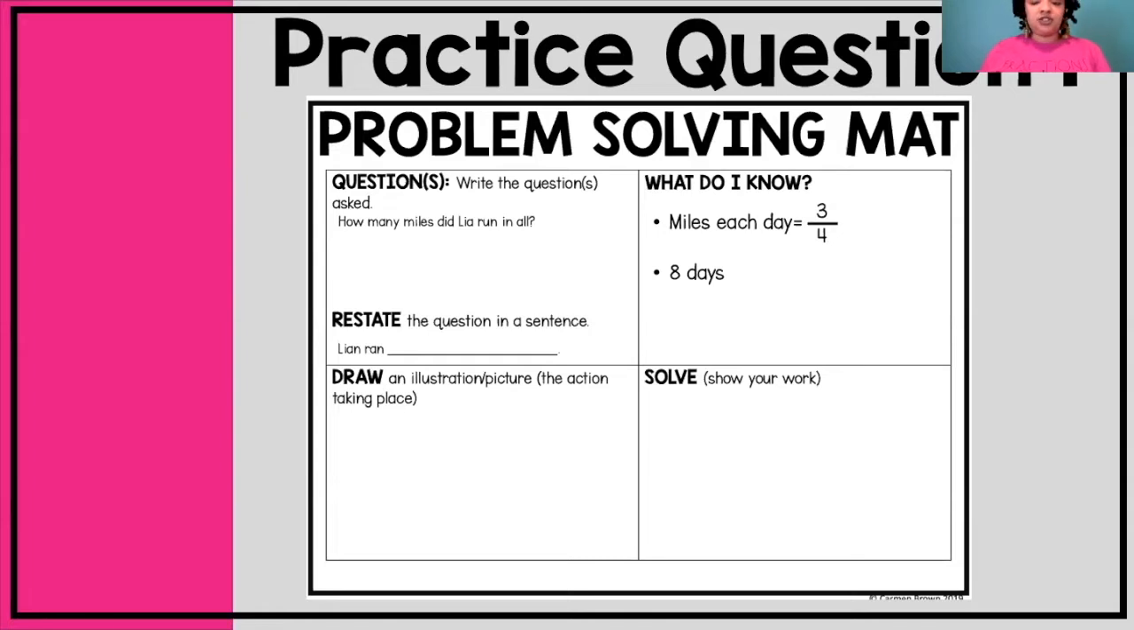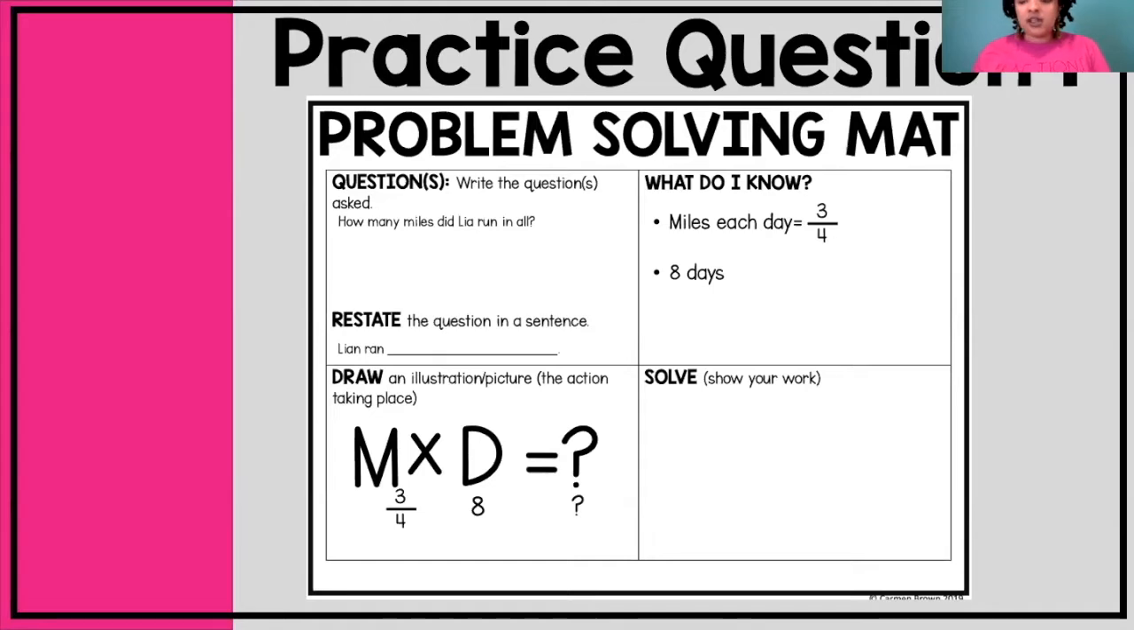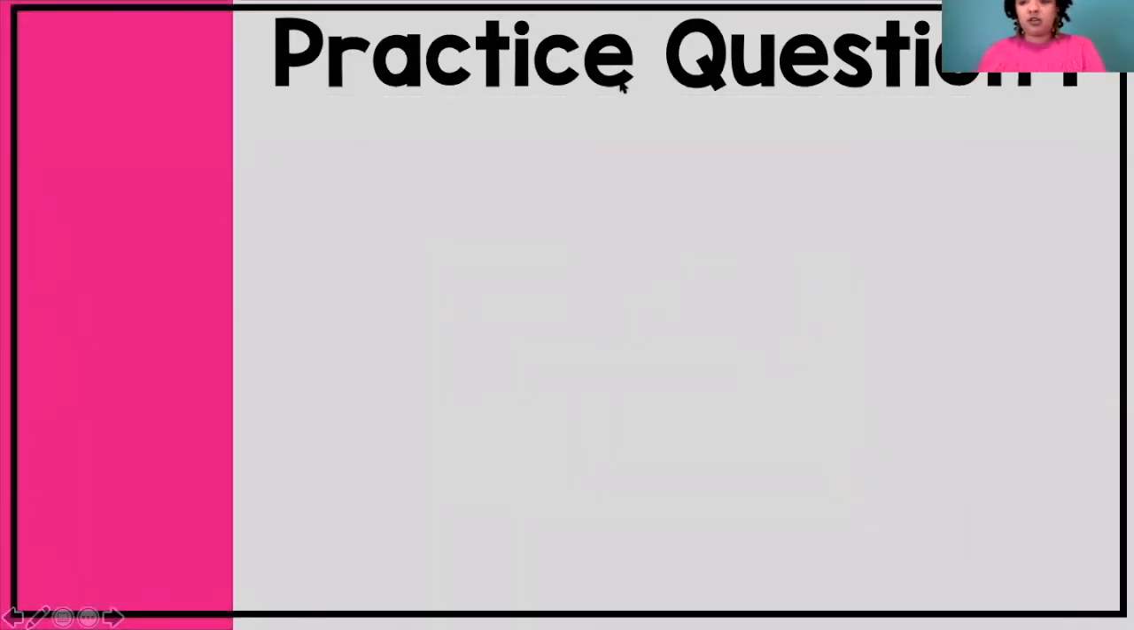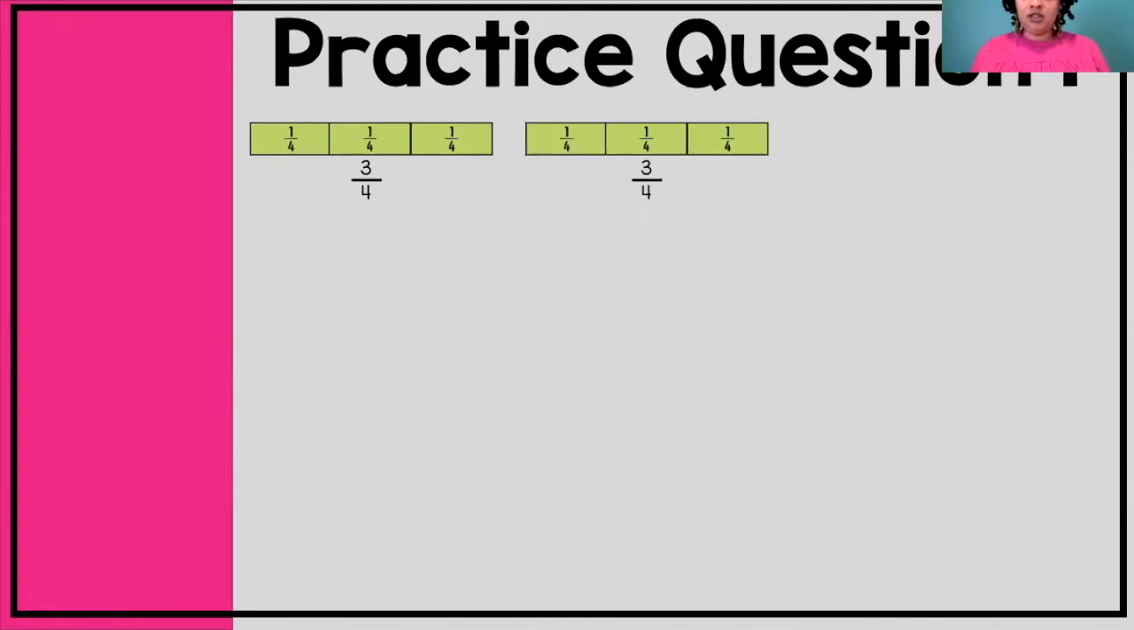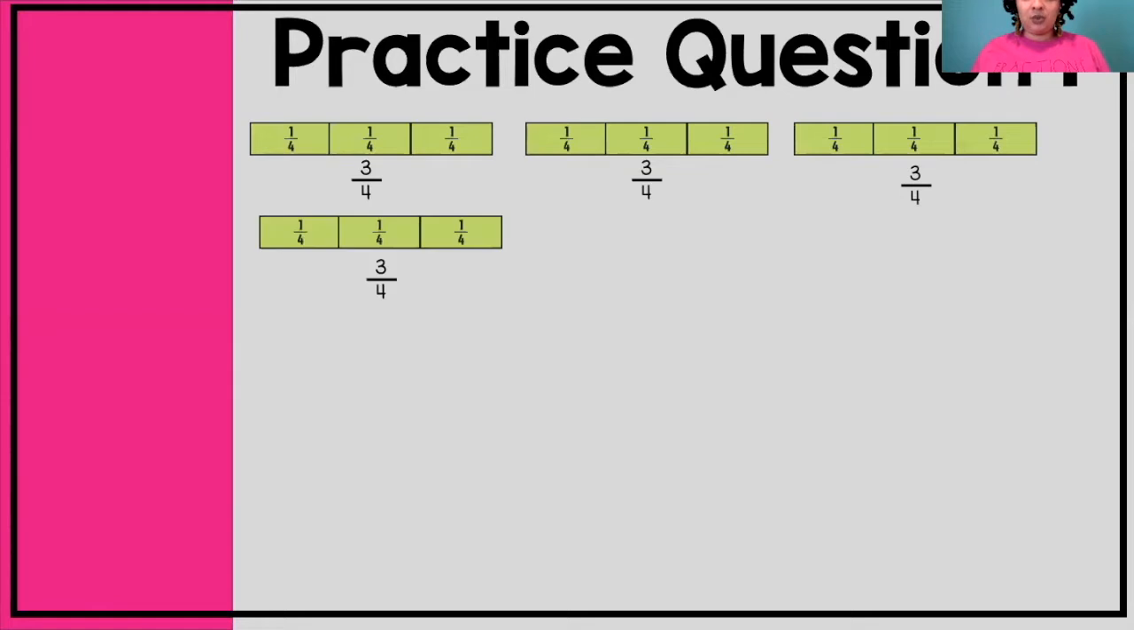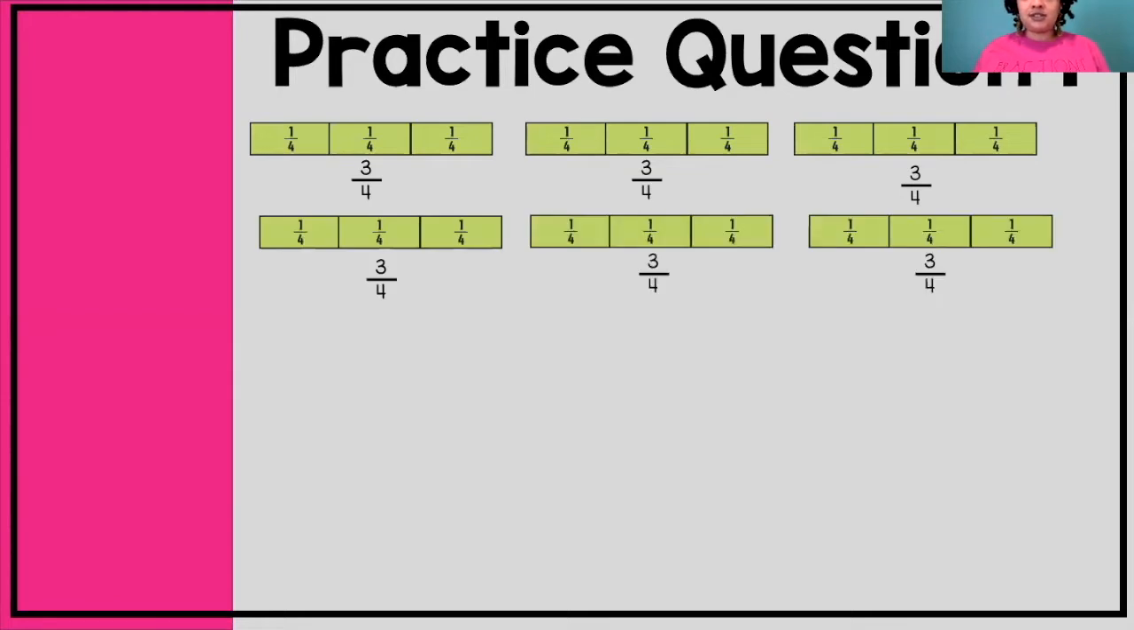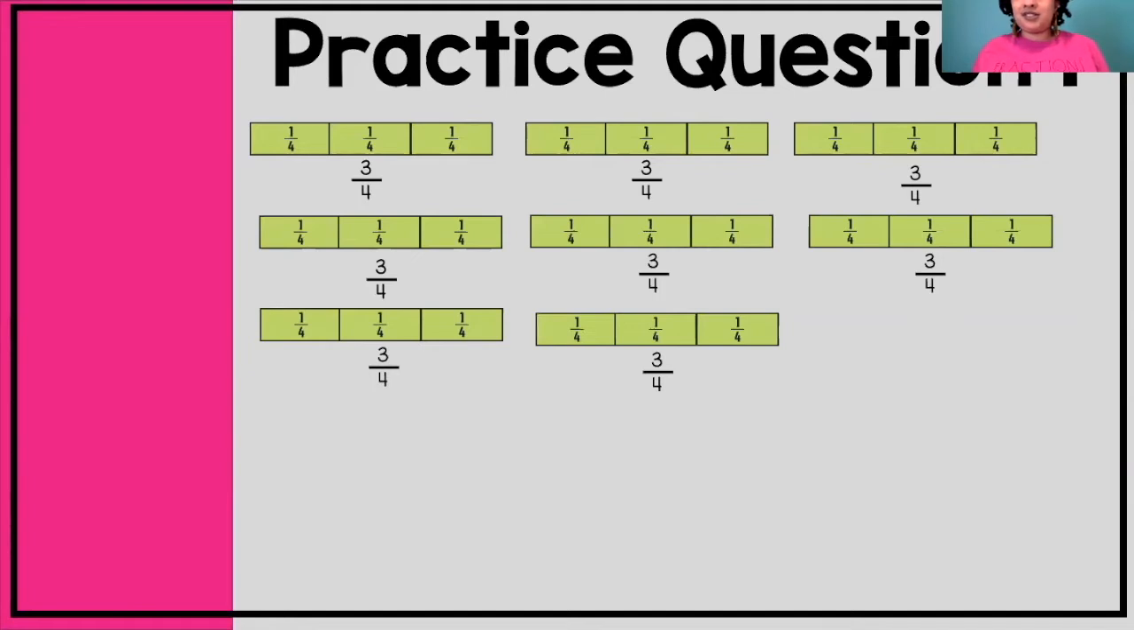Now I'm going to draw an illustration. I have the number of miles times the number of days, which is 8. And I'm trying to figure out what that is in all. Okay, let's start solving this problem. Now I know that she ran 3/4 of a mile each day for 8 days. So I need to show 3/4 8 times. There's 1, 2, 3, 4, 5, 6, 7, 8 times.